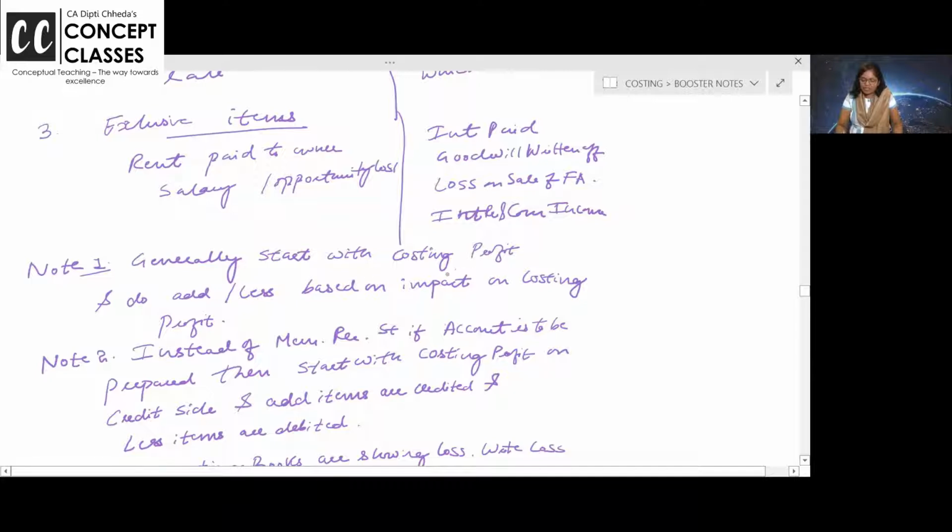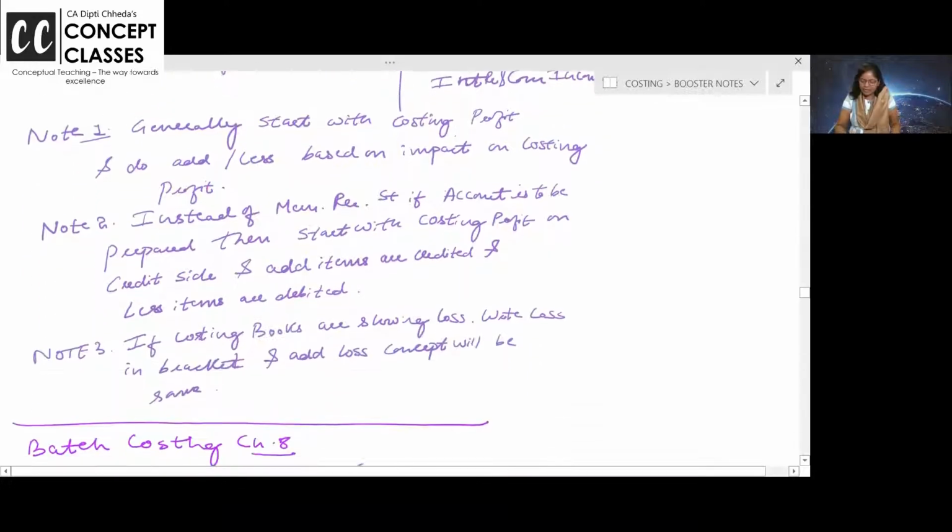Generally start with the costing P&L and do all the add and less based on the impact on costing profit. If an account is asked instead of a memorandum reconciliation statement, start with the costing profit on the credit side. Whatever you are adding, that goes on the credit side, and whatever you are deducting, that is to be debited. In costing books, instead of profit, if there is a loss, put it in bracket, but the add and less concept will be the same.